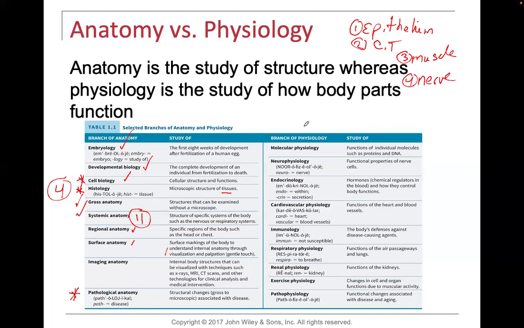In terms of physiology, well, we're going to talk about molecular physiology very superficially. When we talk about organic and inorganic chemistry, we'll discuss a little bit of that. When we get into the nervous system, we'll get into neurophysiology. Endocrinology is A&P2, cardiovascular is A&P2, immunology is A&P2, respiratory, lungs is A&P2, renal is A&P2. So most of these are going to be anatomy and physiology 2, except for neurophysiology and a little bit of molecular physiology.